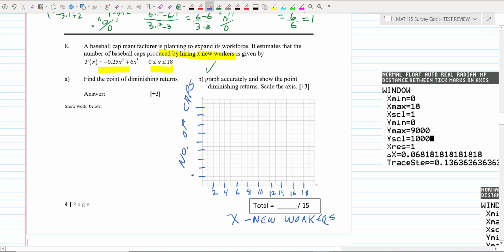Then you want to put your scale. Now you can use K. These are going by 1,000, so you could go 1K, 2K, 3K, 4K, 5, 6, 7, 8, 9K like that. But you have to label something. That's what I mean by scaling the axis. That must be there, okay?